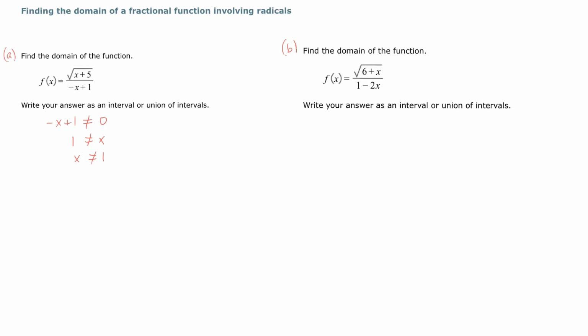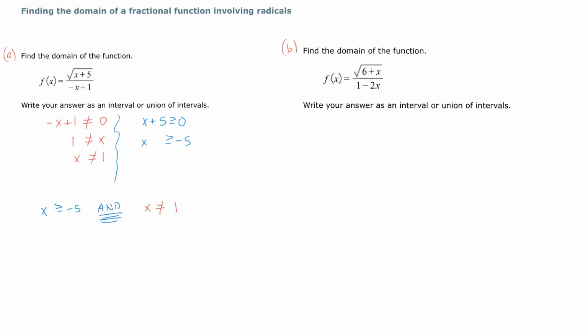Now we'll analyze the radical. So first you analyze the denominator, and then second we're going to analyze the radical. Remember, we can only take the square root of positive numbers or numbers equal to 0. So x must be greater than or equal to negative 5. So we have this conjunction: x is greater than or equal to negative 5, and x cannot be 1.